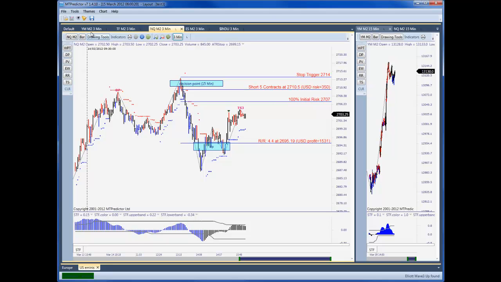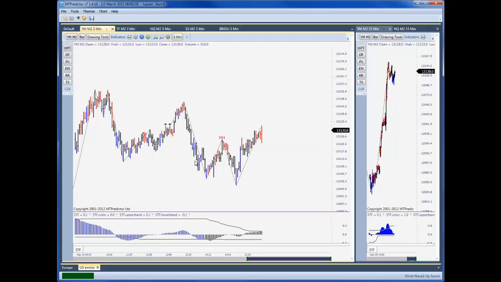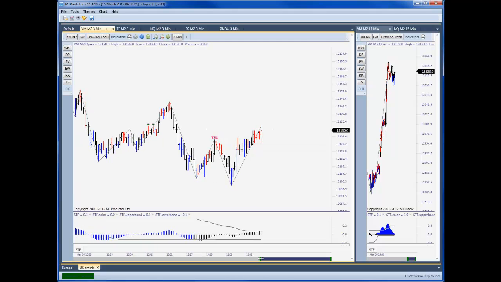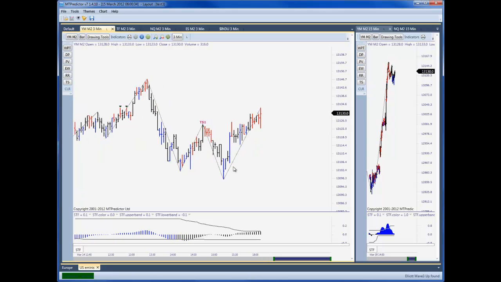Were there any standard trades? Yes, there were on the YM. These ones here were sell setups, but they were against the blue STF, so standard traders will not take them. The one trade on the YM that was an automatic and standard setup was this TS1 sell.